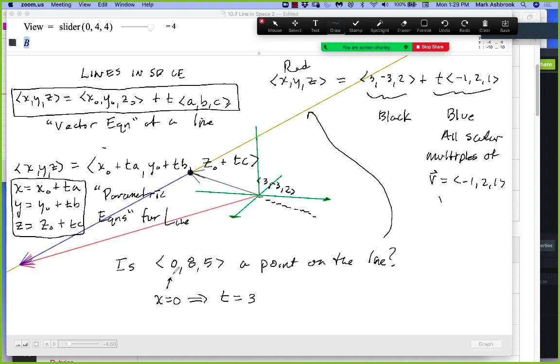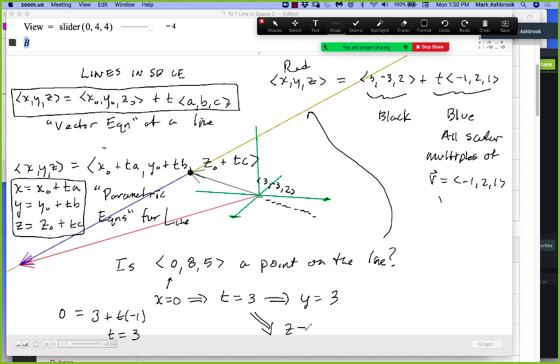Good. So you can choose any of your coordinates, say x equals 0, and figure out what the t would need to be to generate an x coordinate of 0. You can do it by sight, but if not, you can just take the x equation in the parametric form: 0 equals 3 plus t times -1, and so t equals 3. If this is a point on the line, then t equals 3 should generate y equals 8 and z equals 5. Plugging in 3, y equals -3 plus 6, which gives 3, and z is 2 plus 3, which is 5.